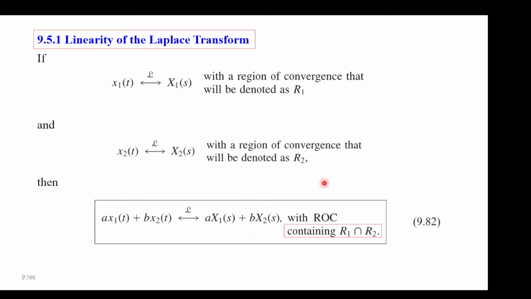But also we have a weird thing. The ROC we want to be basically the intersection between R1 and R2, because we want both of them to converge. But this is a bit tricky. Most of the time it's just R1 intersection R2, but sometimes the ROC can be bigger than R1 intersection R2, containing R1 intersection R2. That's because some poles can cancel when you do this linear combination. We know from property 7 we talked about today that the ROC is always bounded by poles for rational functions. So when some poles cancel, your ROC can extend.